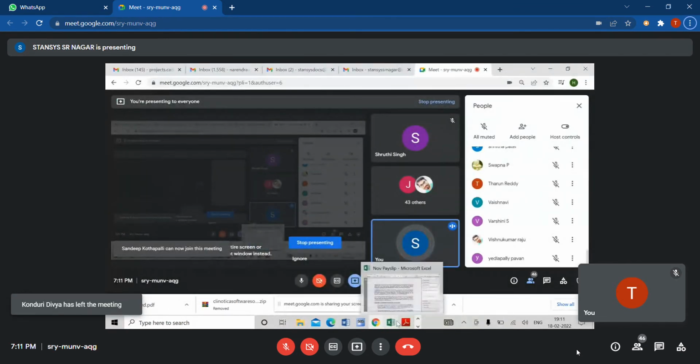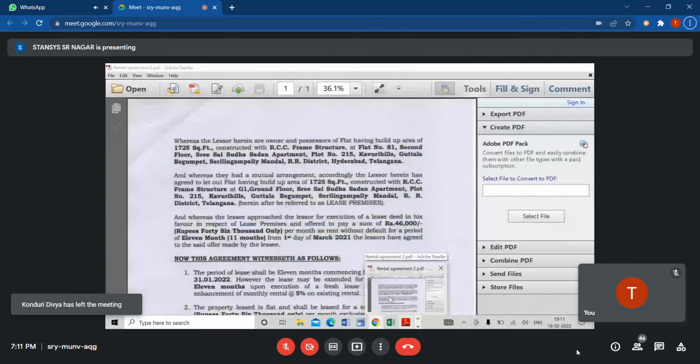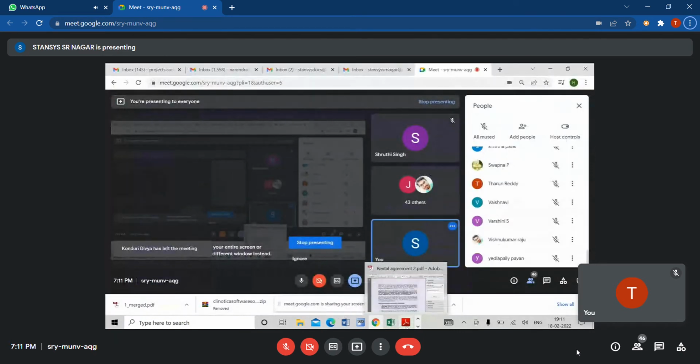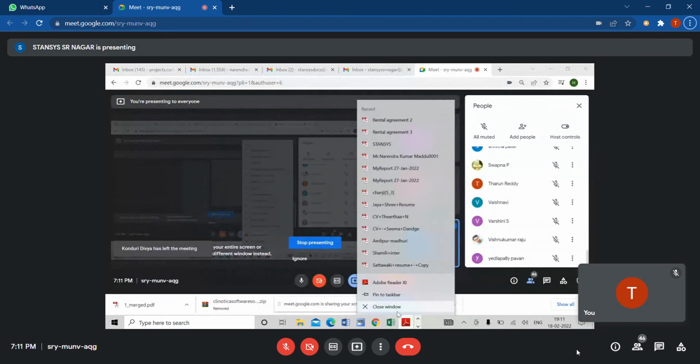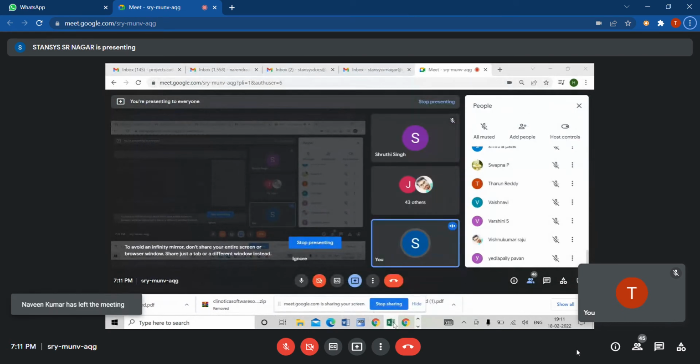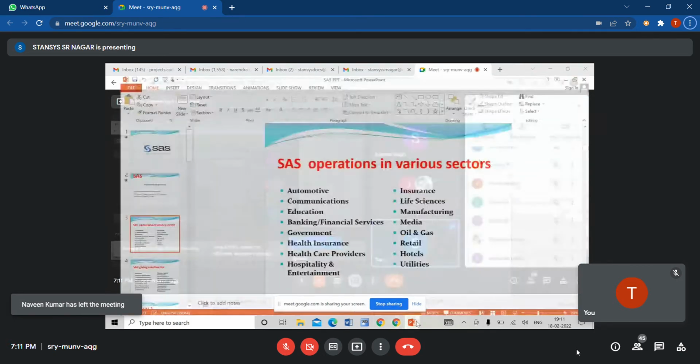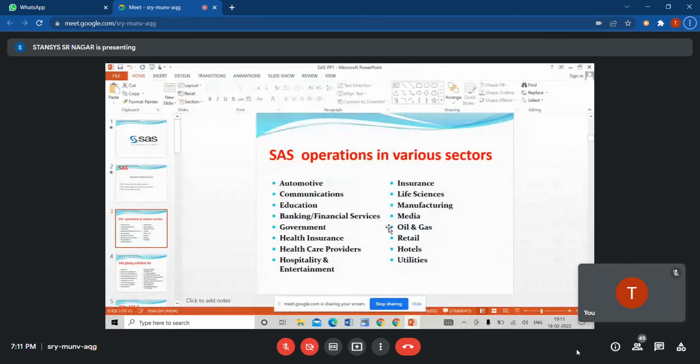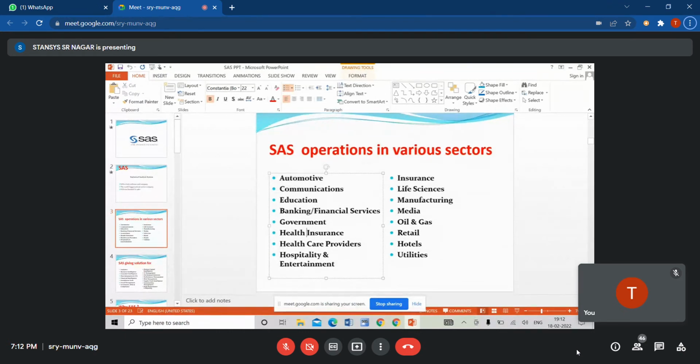So these are the different industries where we are using SaaS in the market. Automotive industries, education, life sciences, media, oil and gas, retail, healthcare providers, hospitality and management, like this.